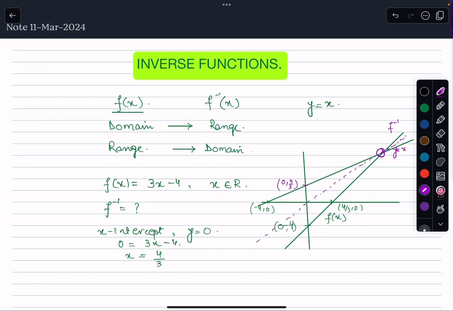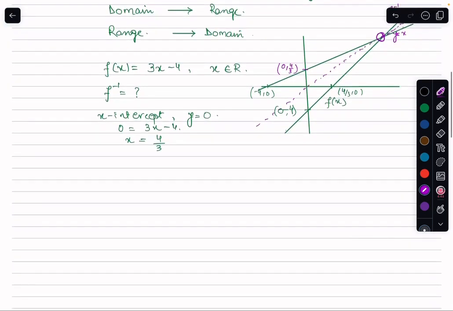Now this is what we have done graphically. If we are supposed to do it by calculation, then I can say that the given function for this case was y equals 3x minus 4. I need to make x the subject, as we are saying the domain is mapping onto the range and so on. So to make x the subject, y plus 4 equals 3x, or x shall be equal to y plus 4 divided by 3.